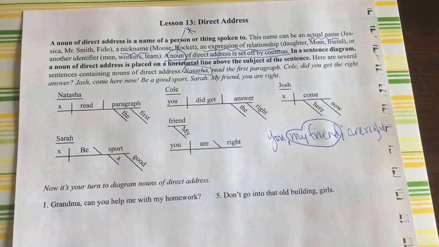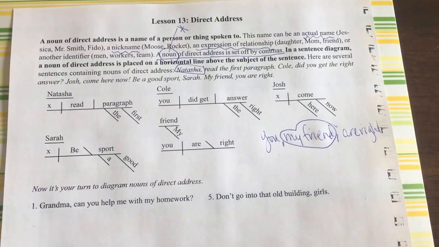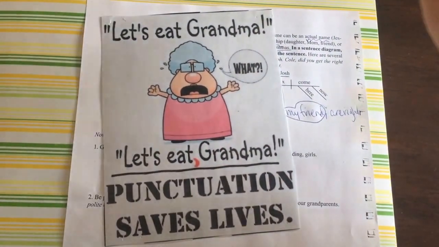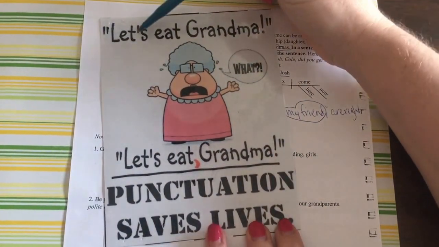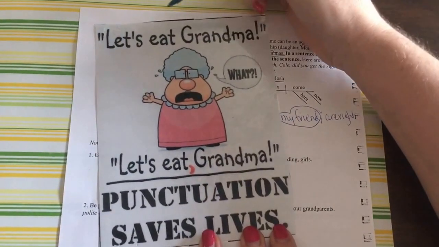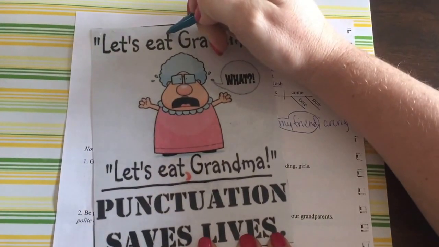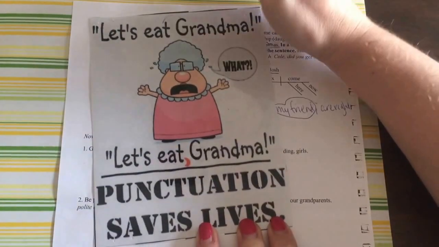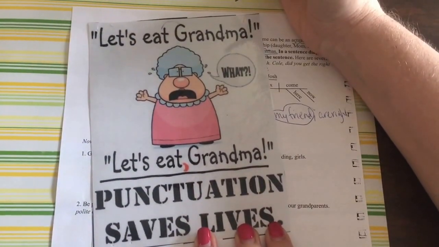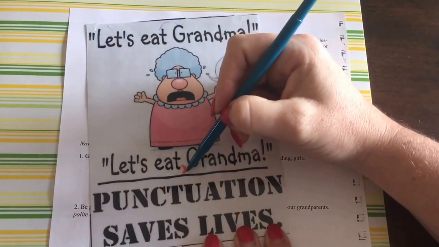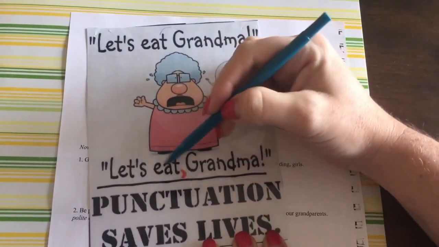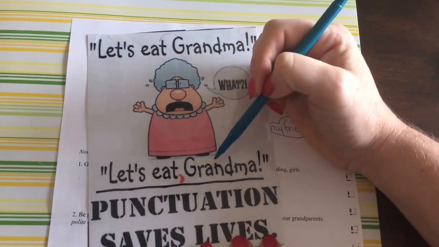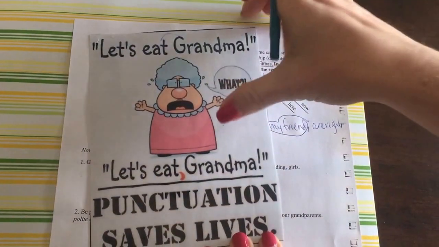One of my favorite things to show my students is kind of a funny joke that I put up here. If we look at this, let's eat grandma. Well, in this case, eat is the verb with the direct object receiving the action of the verb being grandma. Well, we know no grandmas want to be eaten, so she looks a little scared about that. Now, if we put in a comma, that makes it direct address where we say, let's eat, comma, grandma, which essentially is, let's eat, grandma, I'm talking to you, and you can see that punctuation does save lives.